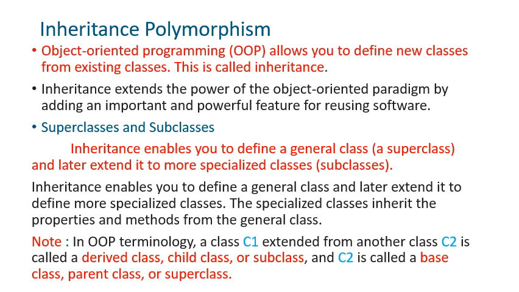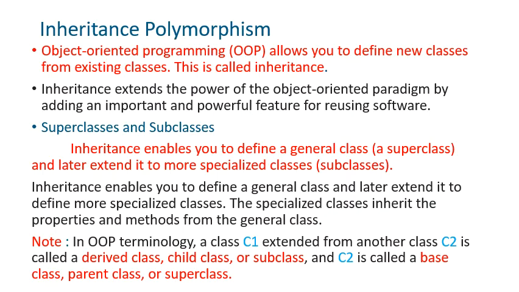Real-time example: we are human beings. We can acquire some of the characteristics or properties from our parents and grandparents. So we have inherited some of the properties from our ancestors, and some new characters are also with us. This is known as inheritance. Inheritance extends the power of the object-oriented paradigm by adding an important and powerful feature for reusing the software. So the main use of inheritance is reusability.